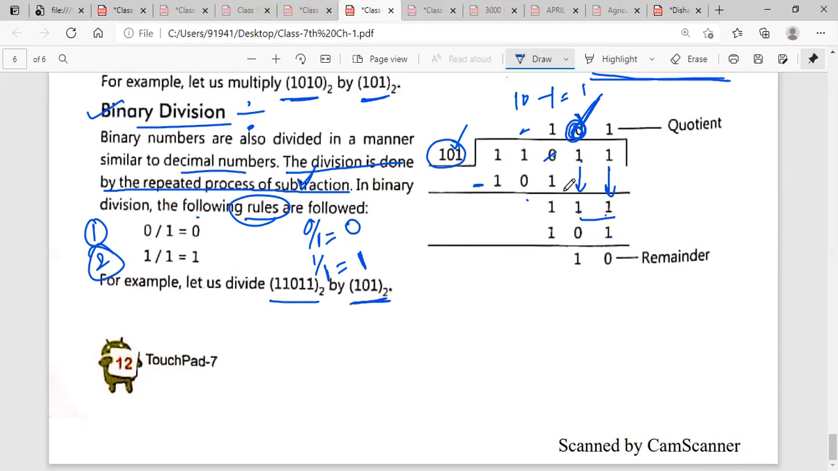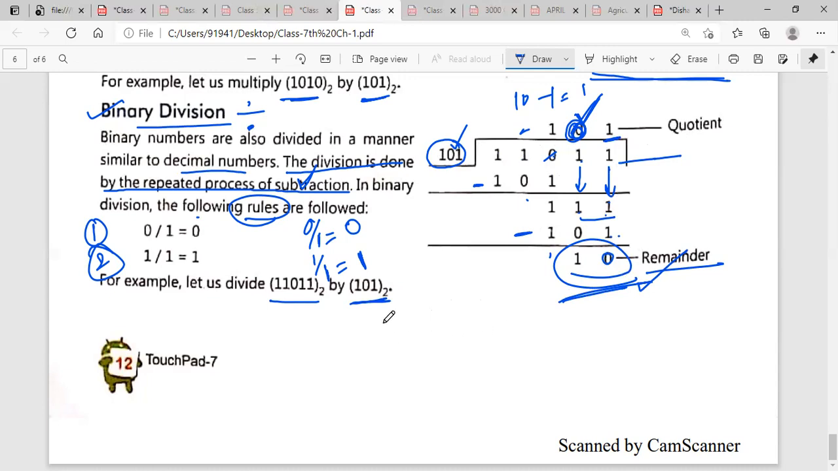Okay, now we will divide by 1 here. Okay, 101 multiplied with 1 is 101. Again 1 minus 1 is 0. Do the subtraction here, 1 here 0. Now the remainder will be 10. Okay, now there are no digits, so we will stop the division here. Okay, now this is the remainder.